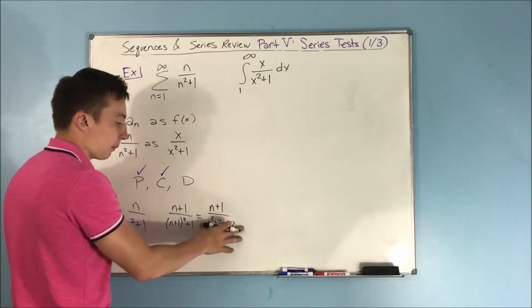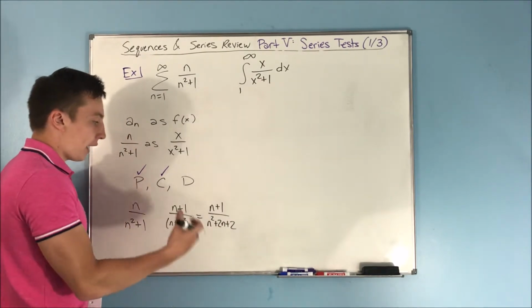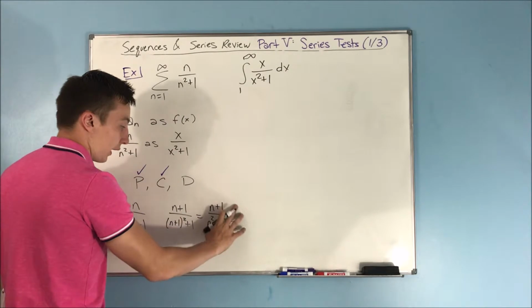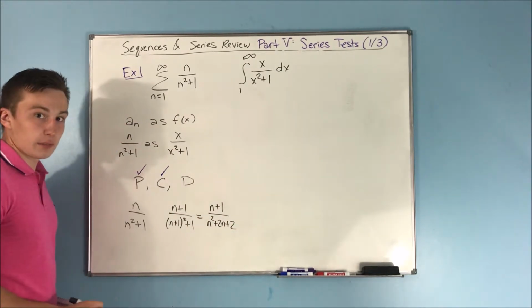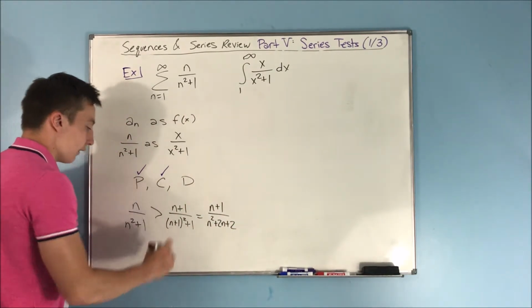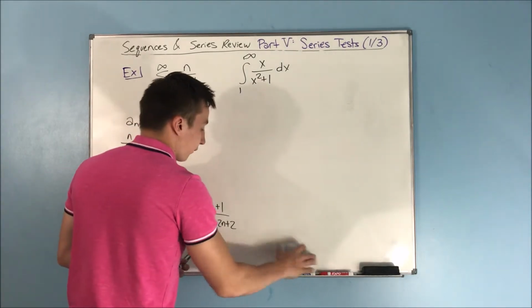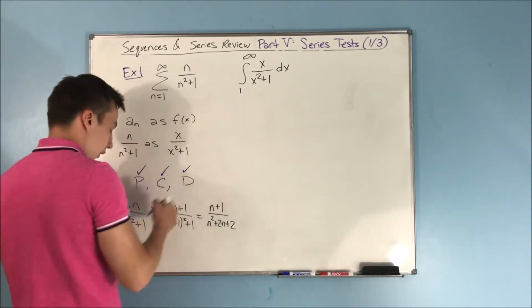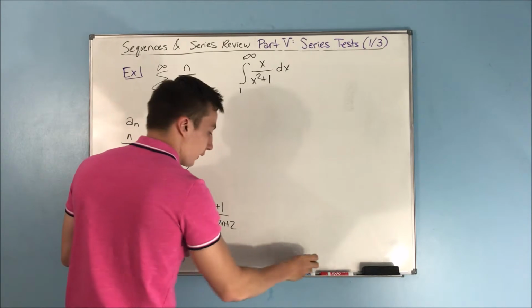So now the denominator is bigger, and what that means is that this whole thing is going to be smaller than this. So you can see that it is decreasing, and that means that we can actually do this integral.